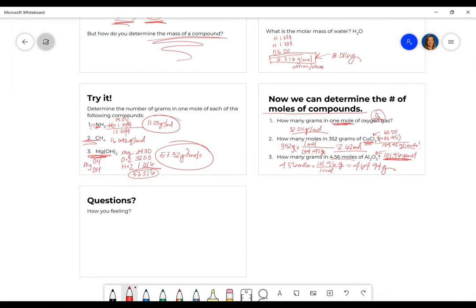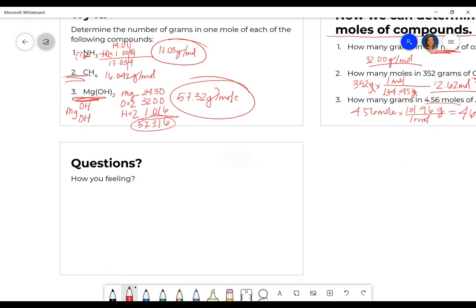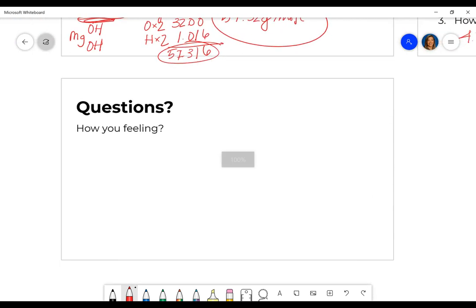Any questions? How are you feeling? You're going to go practice this on the practice problems. I'll let you ask a question here or shoot me an email if you feel stuck or lost. Nice job, everybody.